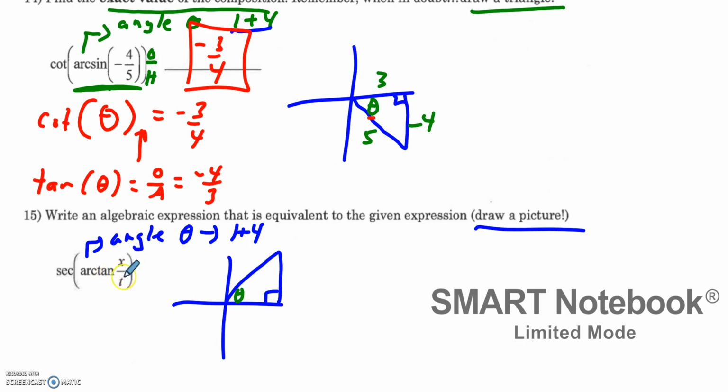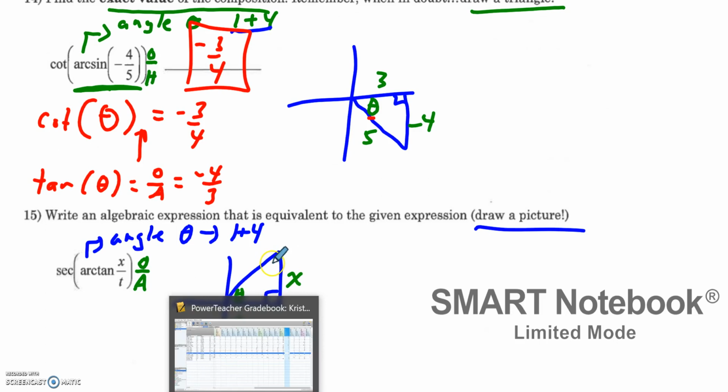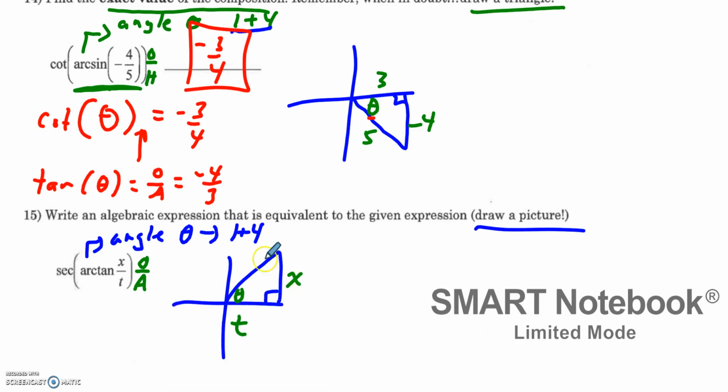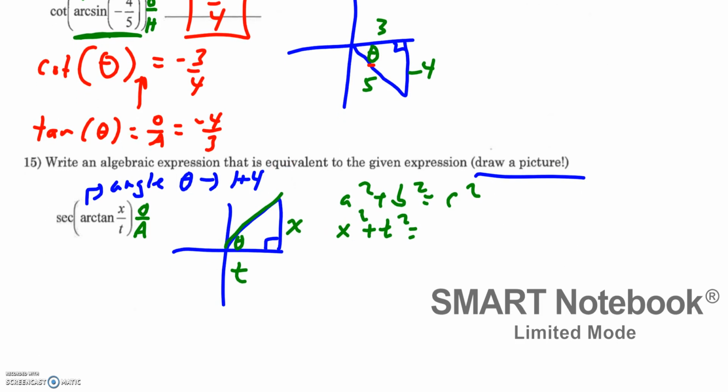We think about what this means. Arctan, the ratio is opposite over adjacent for tangent. So I know that the opposite side is x and the adjacent side is t. And even though everything's symbolic, what we could do is find the hypotenuse with the Pythagorean theorem symbolically. A squared plus b squared equals c squared. X squared plus t squared equals this unknown squared. So I will call that unknown question mark. And my goal is to get question mark alone. So what I can do is take the square root of both sides.